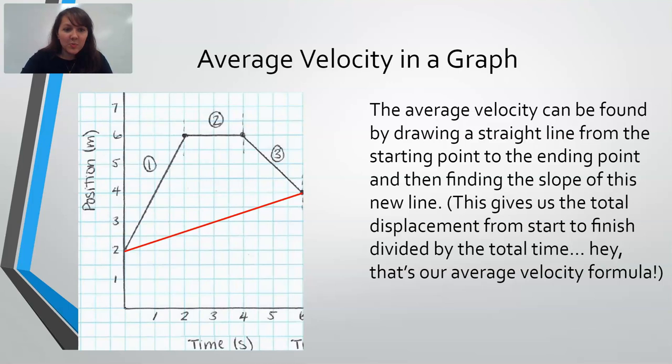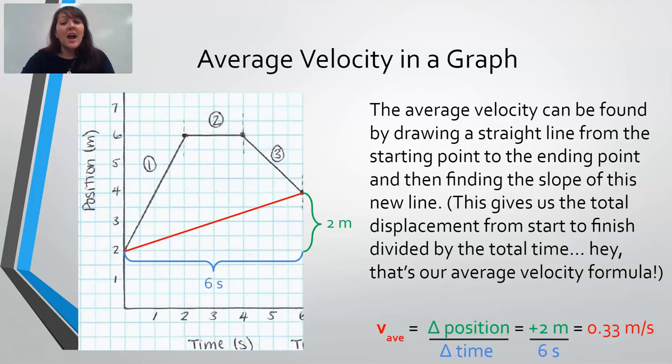So to figure out the slope, we'll look at the change in position. It starts at 2 meters, it ends at 4 meters, so that's a change in position of positive 2 meters. And the time it took from start to finish was 6 seconds. So then the average velocity for this motion is 2 meters over 6 seconds, or in other words, 0.33 meters per second.